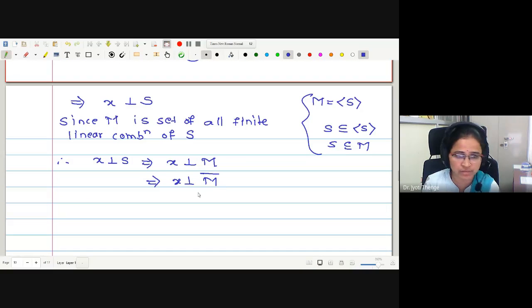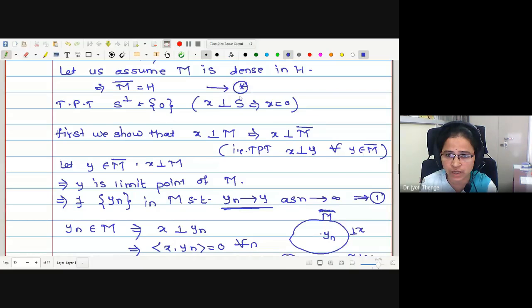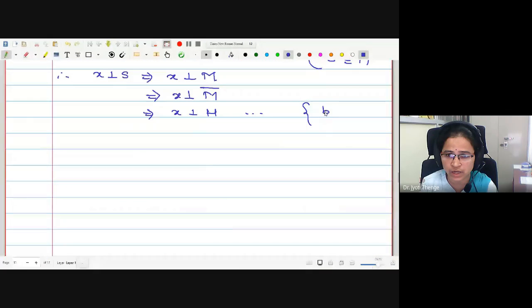But what is M bar? M bar is H, correct? This is the hypothesis, call it star: M is dense in H. Therefore, M bar is equal to H, by star. Therefore, x is orthogonal to H.